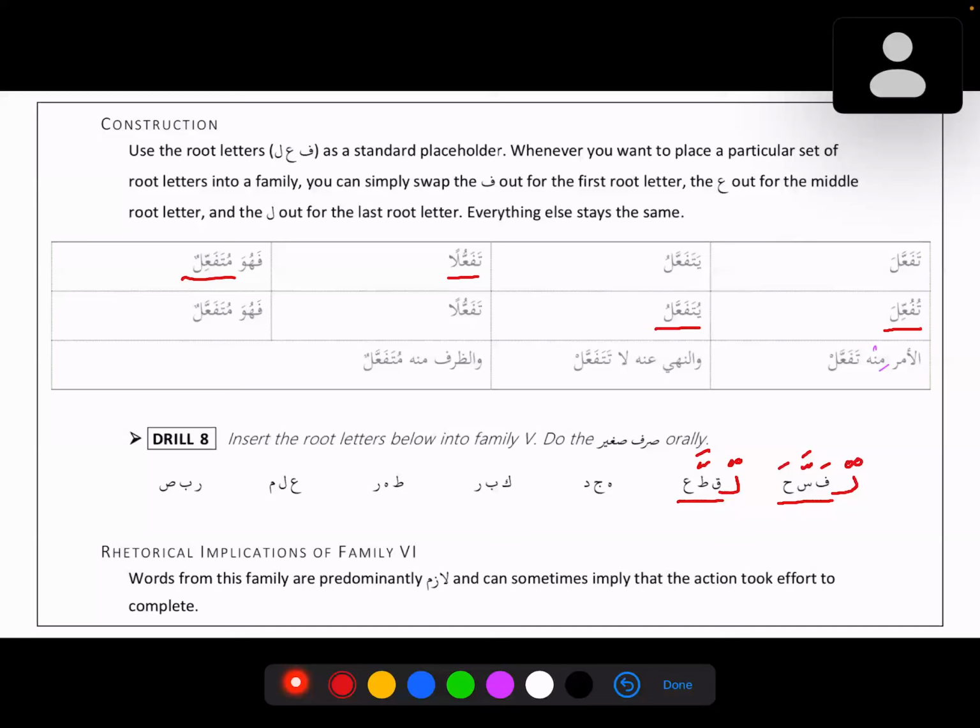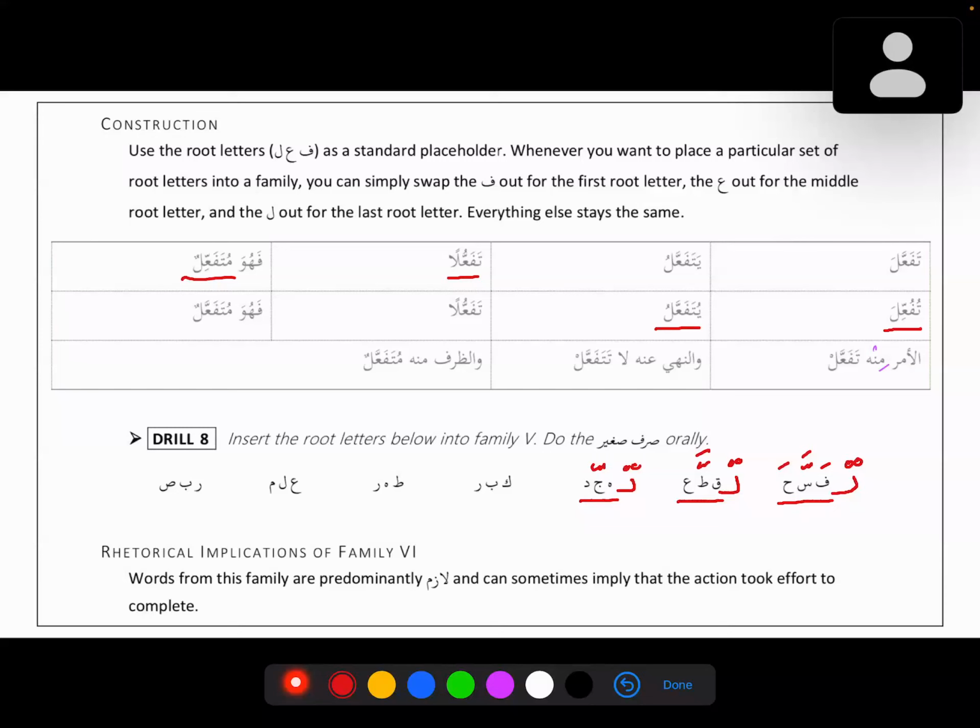Okay, then we have ha, jim, and dal. Hajada. Now to this family, tahajjud. Subhanallah. I was thinking, what is ha, jim, dal? So now you know.